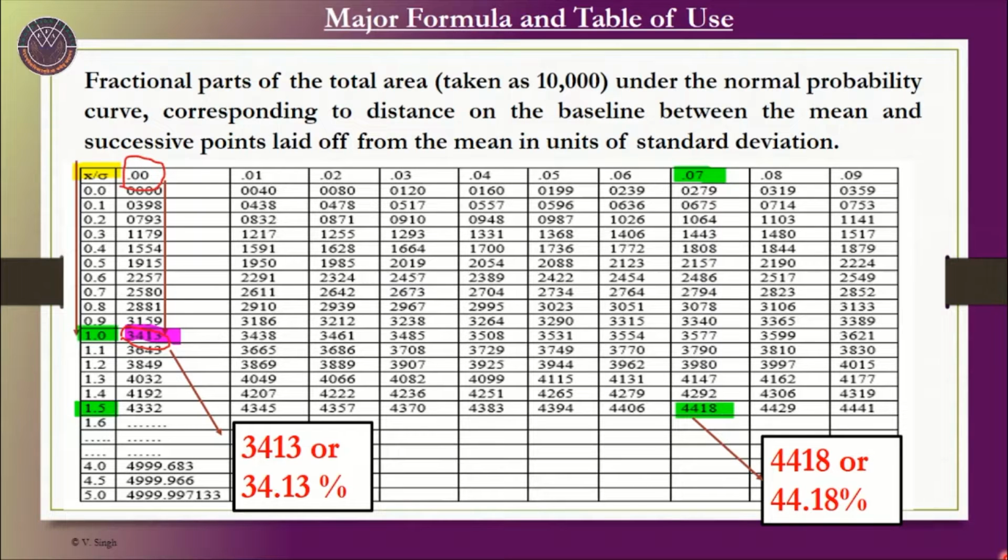44.18% of the cases lie between mean and 1.57 sigma unit. This table is thus of major use whenever we are in the process of solving problems based on NPC. So this particular table we will refer to repeatedly whenever we will be solving problems based on normal probability. This particular table and the formula for standard score or Z score are the two important aspects whenever we are solving problems based on normal distribution.